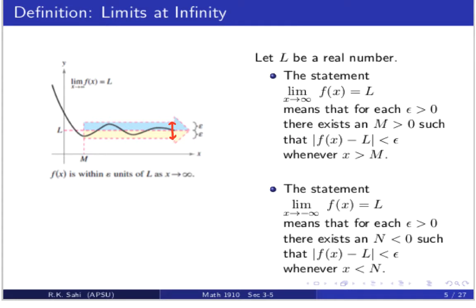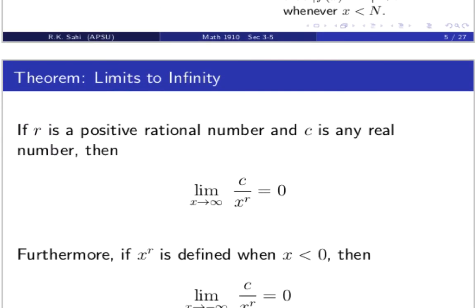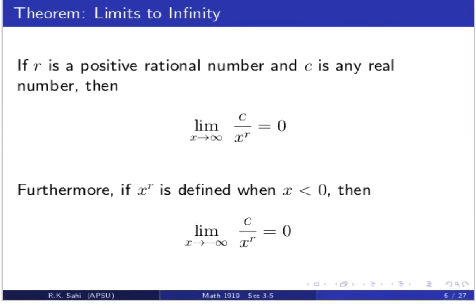Okay, so what we really need to know is the next theorem, which is very important for us. This theorem says that if r is a positive real number and c is any real number, then the limit as x approaches infinity of c over x^r is 0. Think of the simple example, 1 over x as x approaches infinity. This is the classical reciprocal function. We know that as x approaches infinity, the limit is 0.